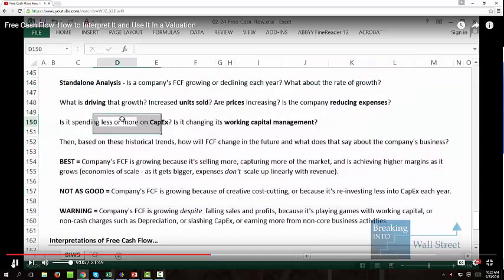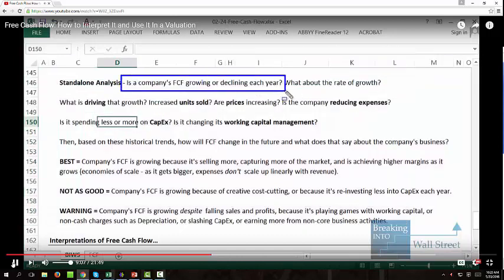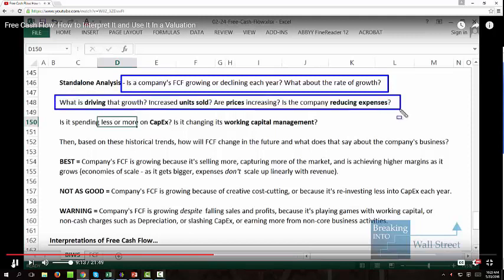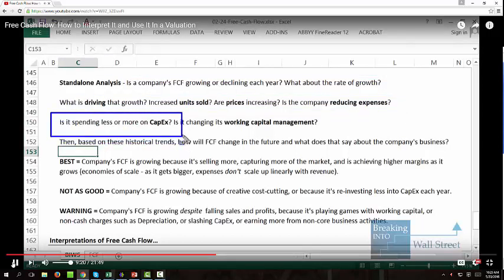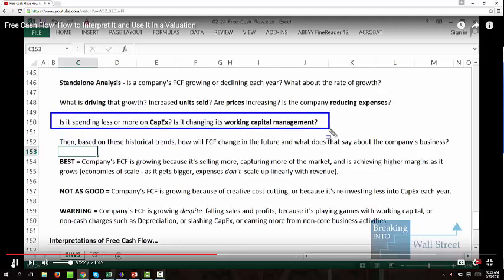Obviously, you want to see if a company's free cash flow is growing or declining each year, and also the rate of growth. Is that declining or growing? What's driving the growth? Is it because they're selling more? Is it because they're increasing their prices? Is it because they're reducing their expenses? Is it because they are spending more or less on Capex? Is it because they're changing around their working capital policies? So you have to look at all that and see what's really driving it beyond just the high-level number.